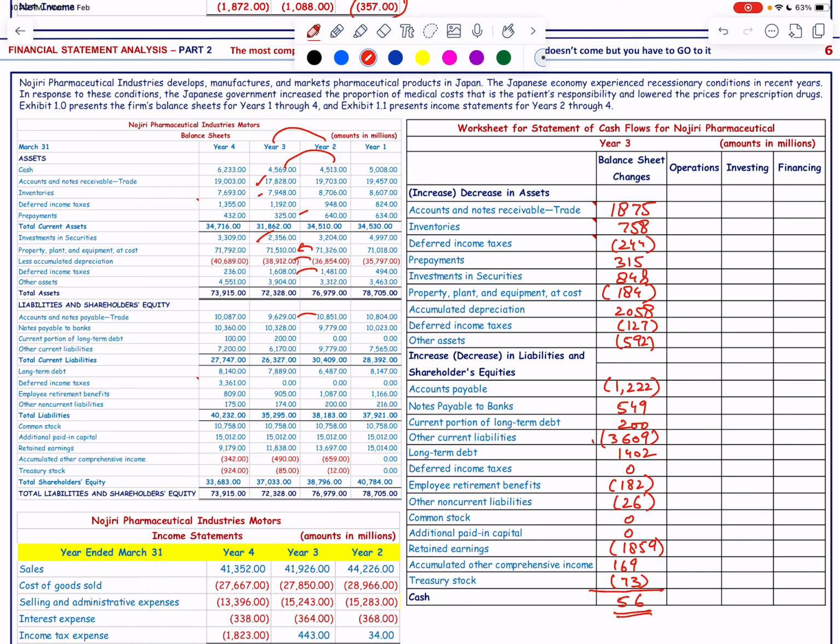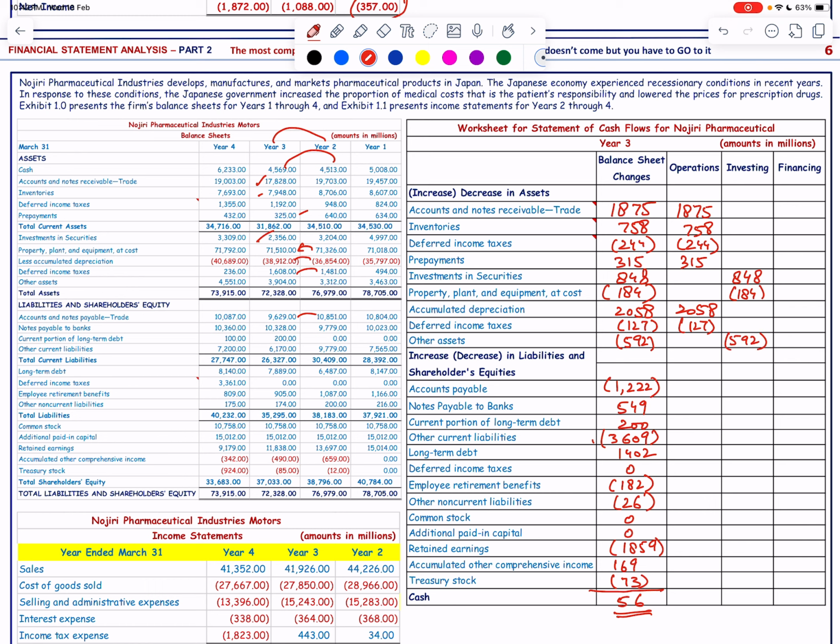We know that accounts receivable, inventories, deferred income taxes, prepayments, all these are operating activities. Investment in securities is obviously investing activity. Property, plant, and equipment is also an investing activity. Then we have accumulated depreciation. This is for the operation, 2058. Deferred income tax is also operation, 127. Then we have the other assets, 592, in the investing activity.